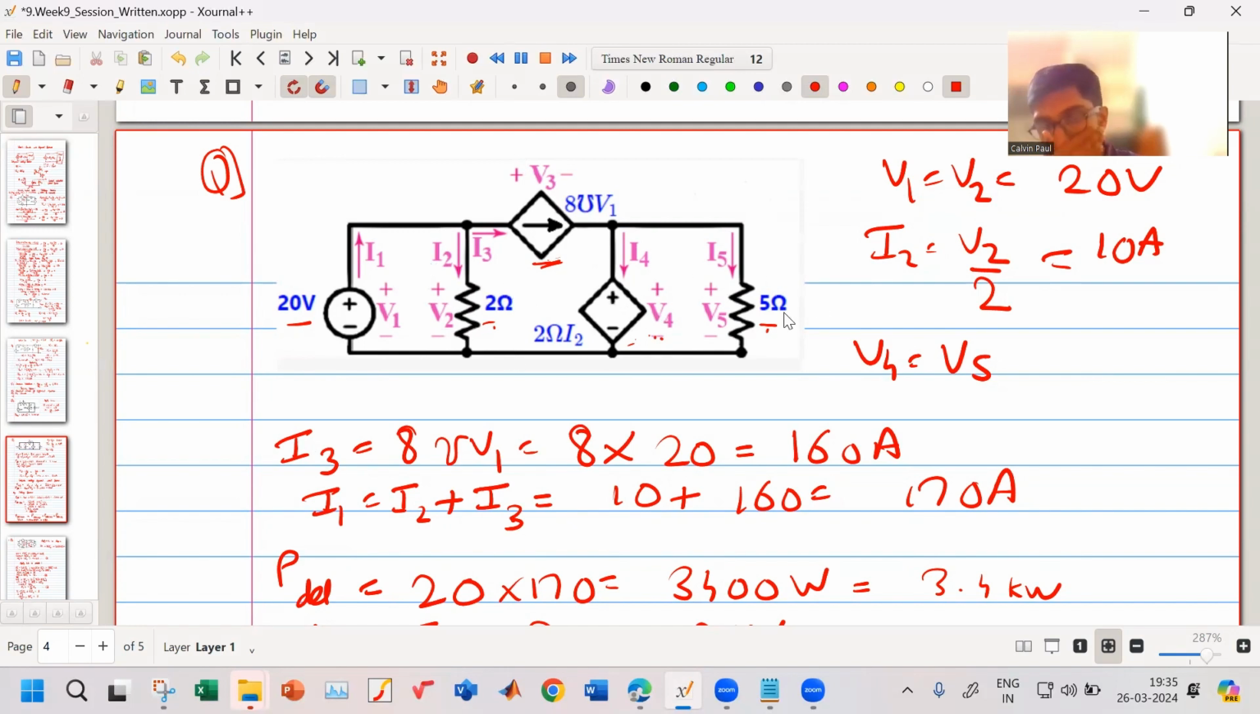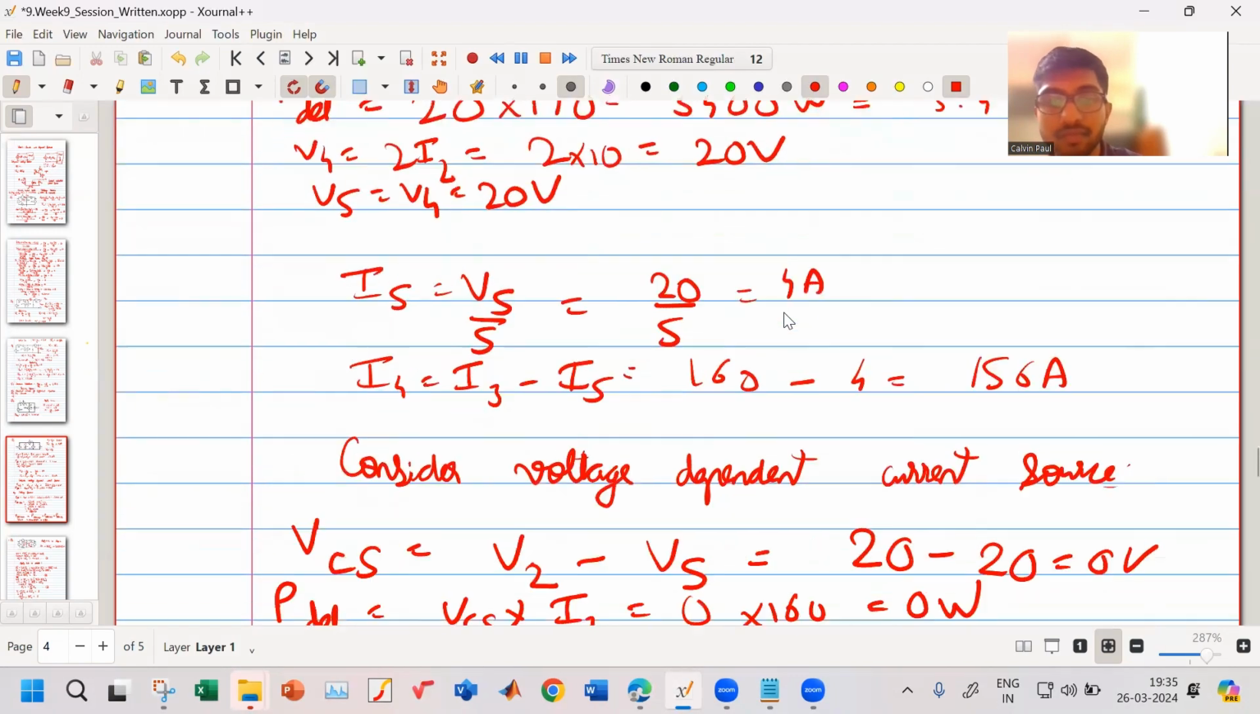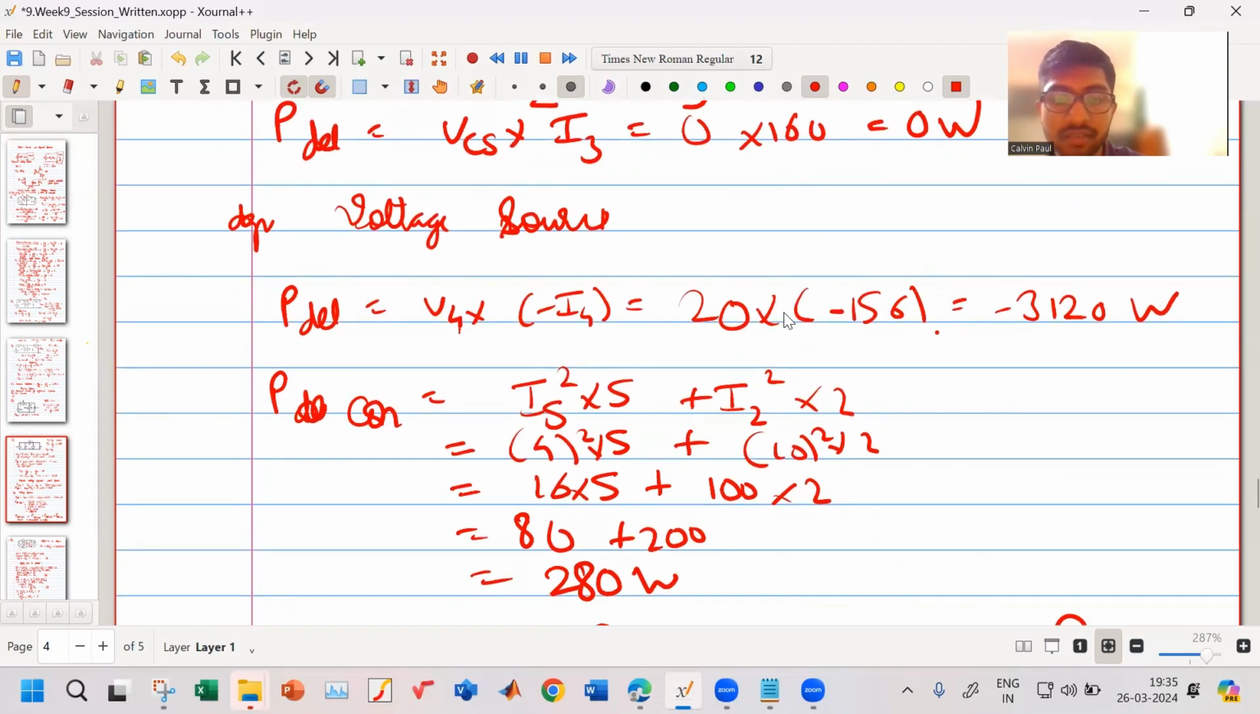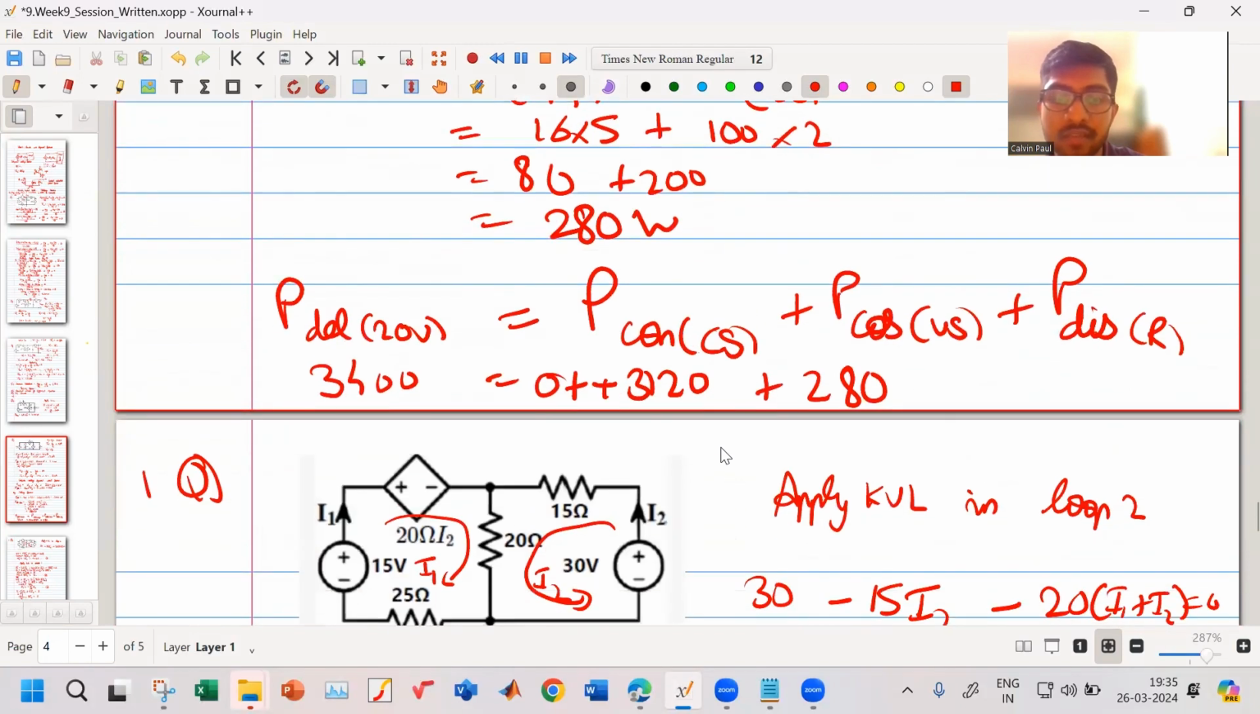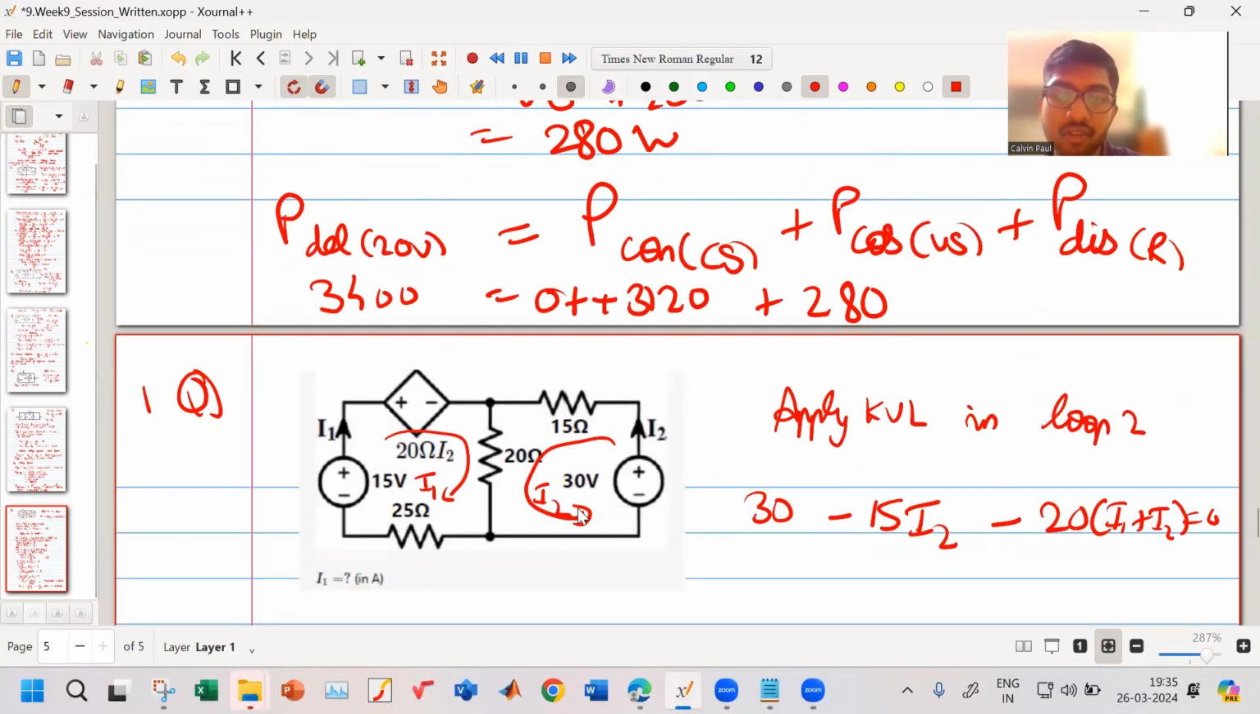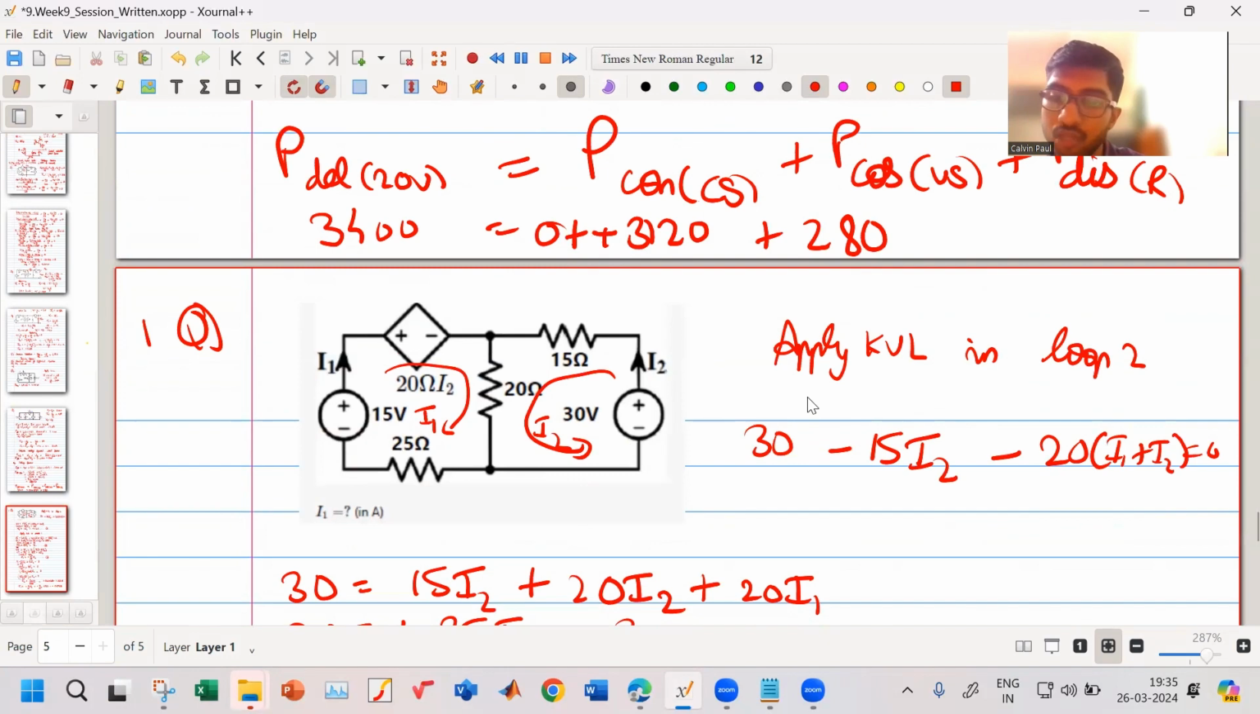Okay. And that is the thing which we calculated. And then we again solved the first question applying KVL, doing mesh analysis, and it was much easier to solve. All right.